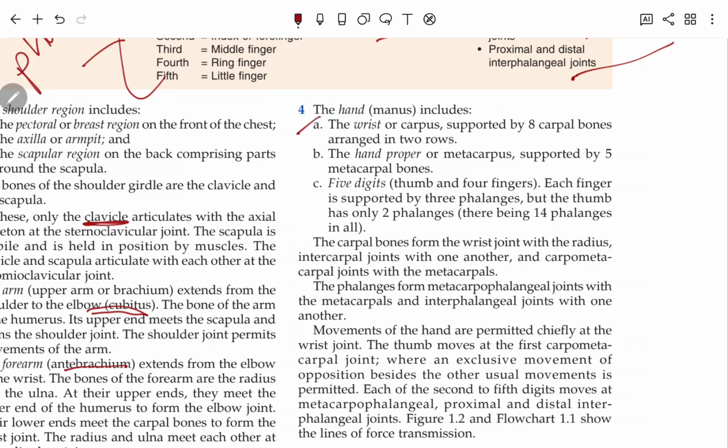Hand includes wrist or carpus, supported by 8 carpal bones arranged in 2 rows. The hand proper or metacarpus supported by 5 metacarpal bones, 5 digits, thumb and 4 fingers. Each finger is supported by 3 phalanges, but the thumb has only 2 phalanges, there being 14 phalanges in all. The carpal bones form the wrist joint with the radius, intercarpal joint with one another and carpometacarpal joint with the metacarpals. The phalanges form metacarpophalangeal joint with the metacarpals and interphalangeal joint with one another.